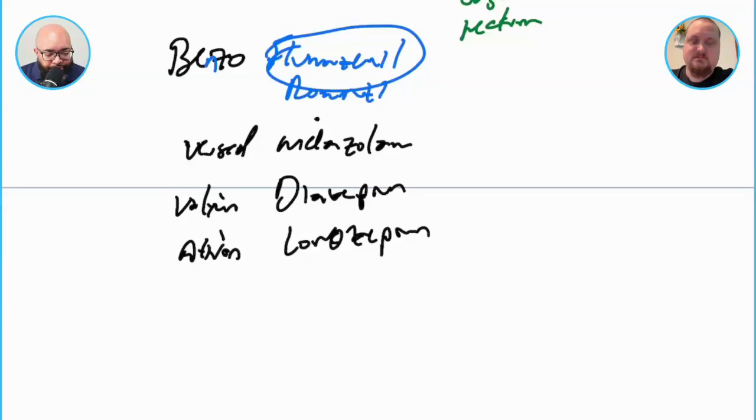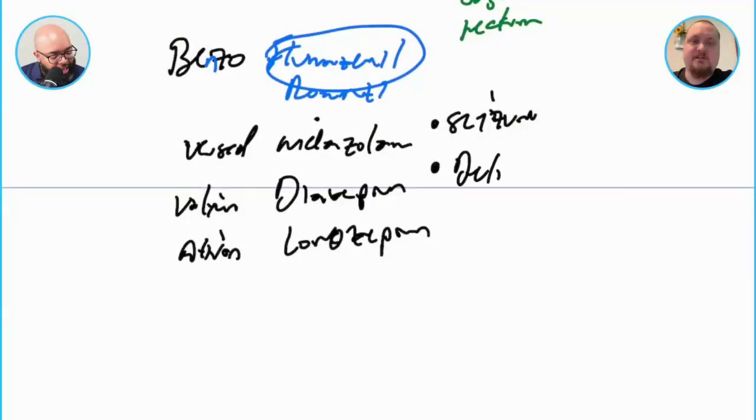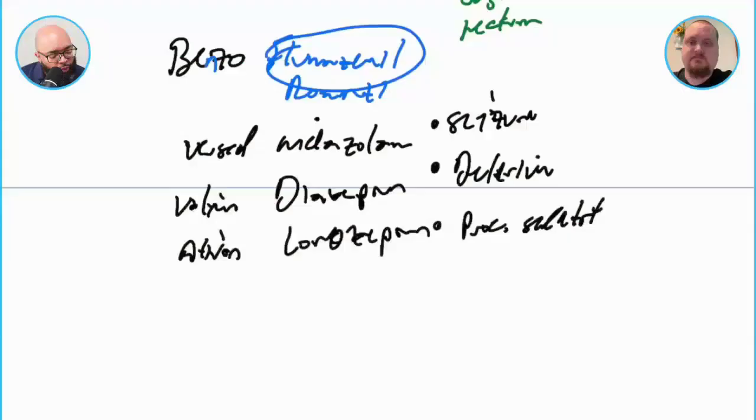So these are benzos. When do we use benzos? Seizures. Okay, so anti-seizure medication. What else do we use them for? You can use them for excited delirium, stuff like that. What else? Procedural sedation. Now, what kind of procedure might we need to sedate somebody for?